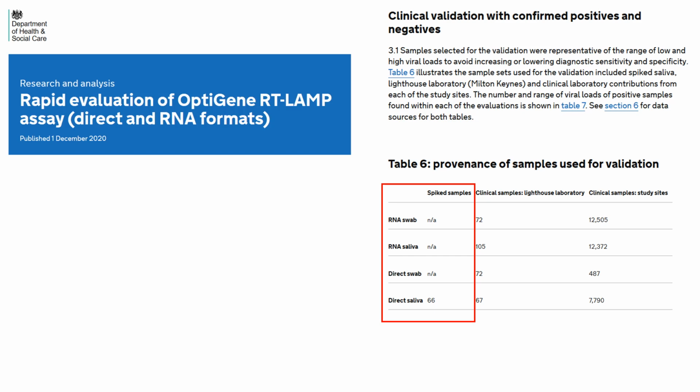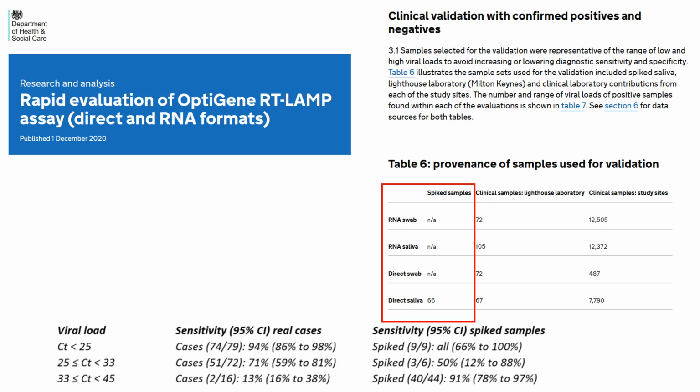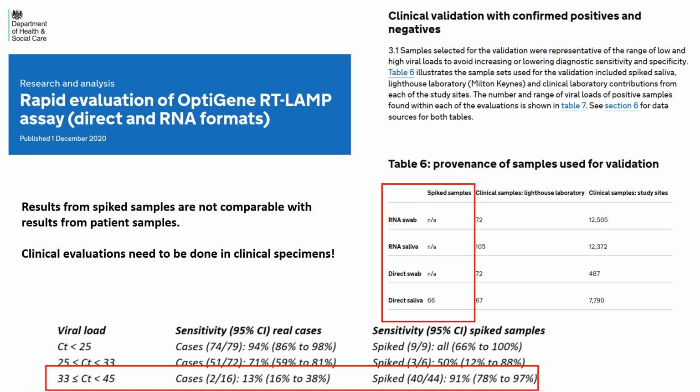Well, it did, because when you look at the data for this direct saliva part of the study, and particularly when you look at the group which had low viral loads, you'll see that actually the real cases, the clinical cases, the sensitivity is 13%, and in the spike samples it's 91%. So there's lessons being learned here that actually spike samples aren't comparable with patient samples, and that clinical evaluations must be done on clinical specimens.